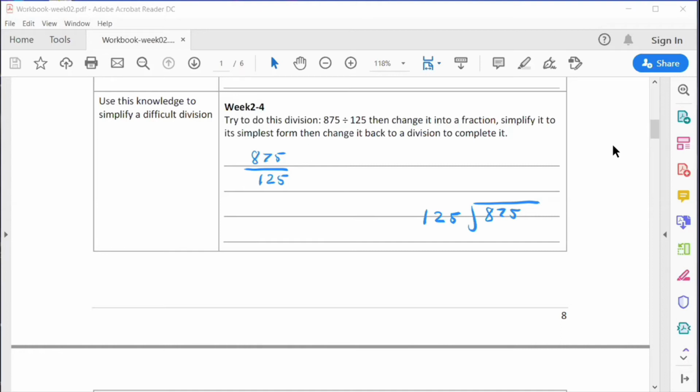Now, have you got the answer? Yes. It's 7. Yeah, it's 7, isn't it? So the first way, you would divide by 5, divide that by 5, and you get 175 over 25. Then you divide by 5 on both top and bottom again, and you get 35 over 5. Then you get 7. So that's one way to do it. Now the second one is a bit tough, isn't it?